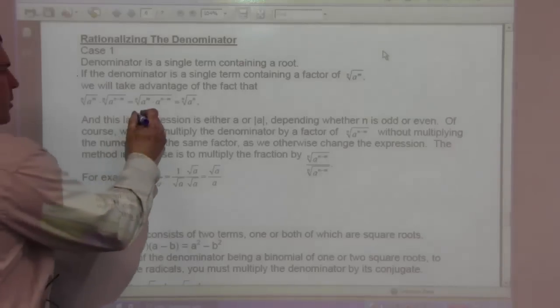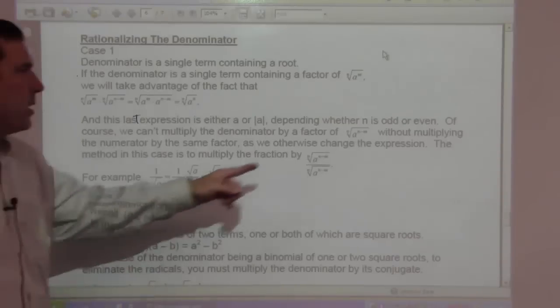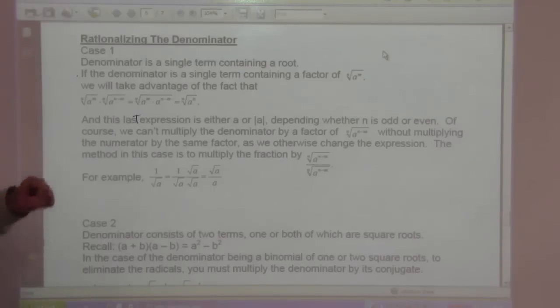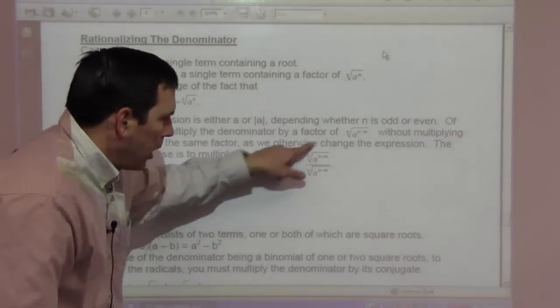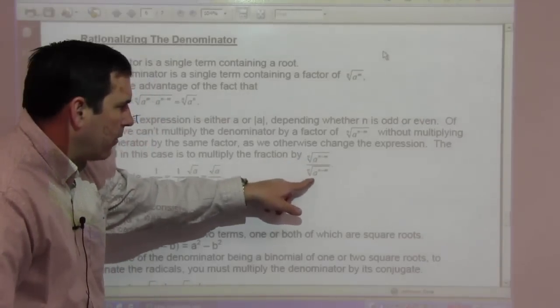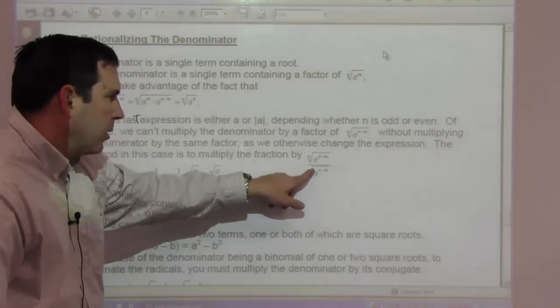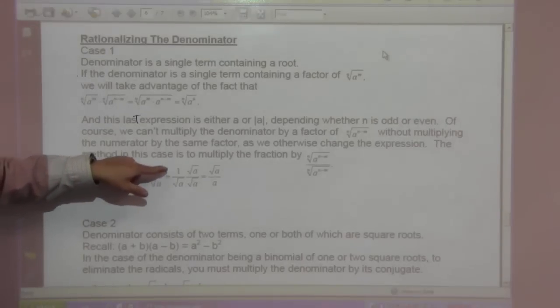And this last expression is either a or the absolute value of a, depending on whether n is even or odd. Of course, we can't multiply the denominator by a factor of the nth root of a to the n minus m without multiplying the numerator by the same factor, or we otherwise change the expression. The method in this case is to multiply the fraction by 1, the nth root of a to the n minus m over the nth root of a to the n minus m. So it's going to change the denominator, so you wouldn't have a radical anymore, but the numerator is going to have a radical.